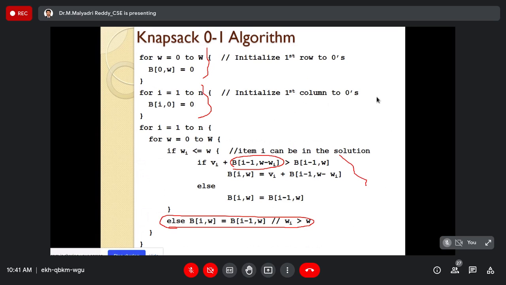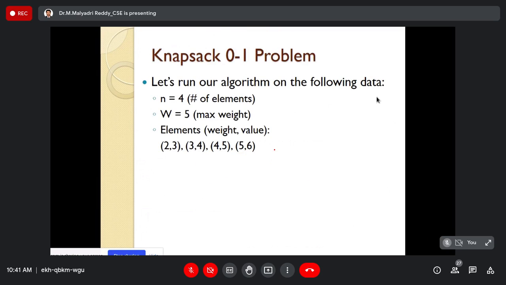So these are the constraints for checking whether the current bag is supported to include the object or not. Take one example. It is very important.